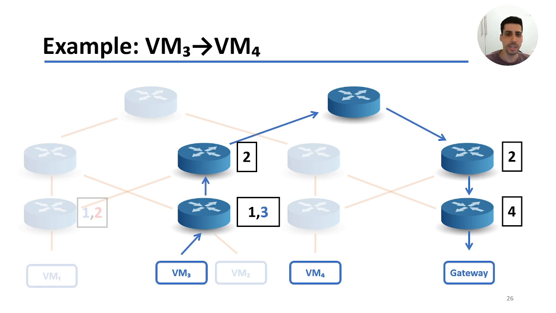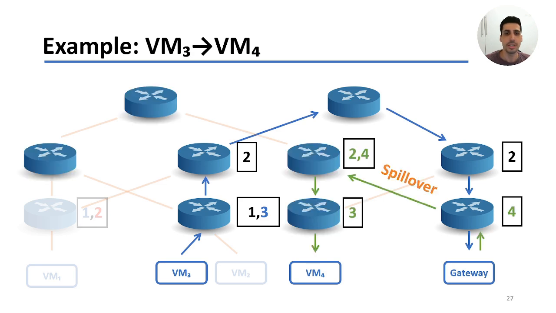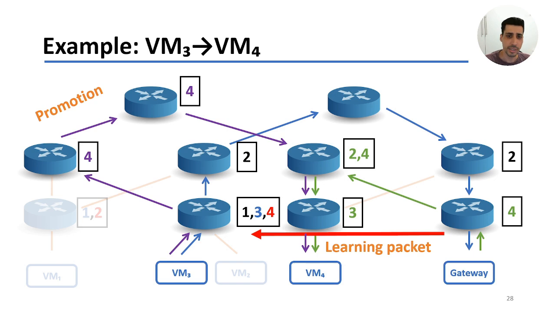Now, VM3 communicates with VM4. Packets are sent to the gateway as before. VM3 mapping is learned via source learning. VM4's mapping is learned on the way from the gateway to VM4. However, due to a collision, VM2's mapping is evicted from the gateway ToR, but is kept and spilled to the next spine switch. Finally, thanks to learning packets, the next packets can be sent directly to VM4. On that path, VM4's mapping is promoted to the core switch as well.